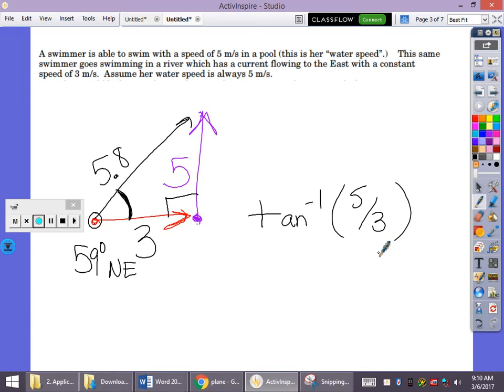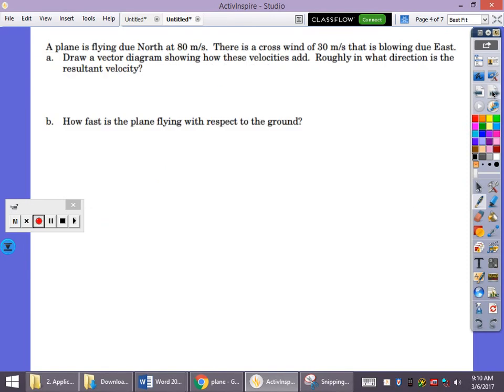Because it'll ask you either direction or speed. Direction is the angle. Speed is the length of the line, the magnitude. Good? All right. So jot that down if you're having a hard time remembering that. Okay, I want everyone to try number 3 on their own.